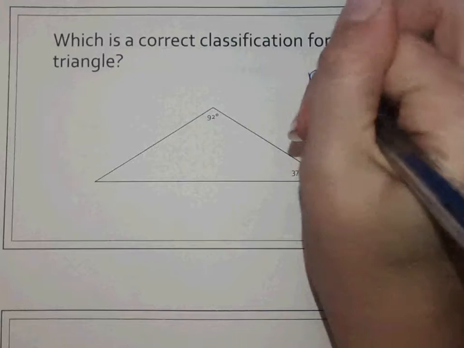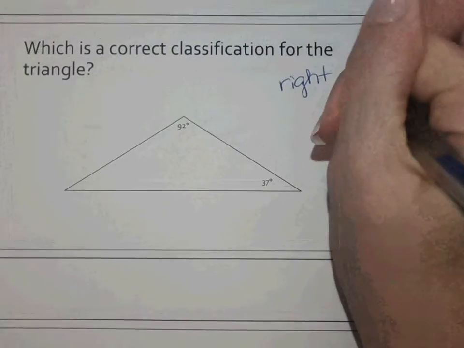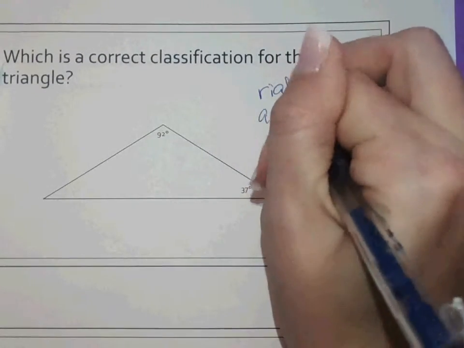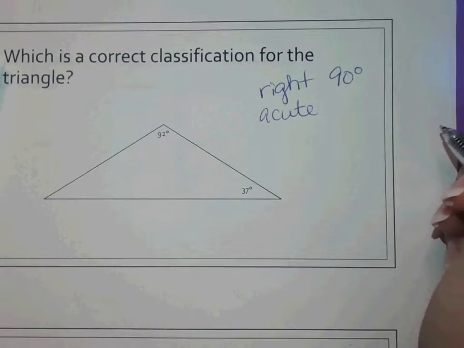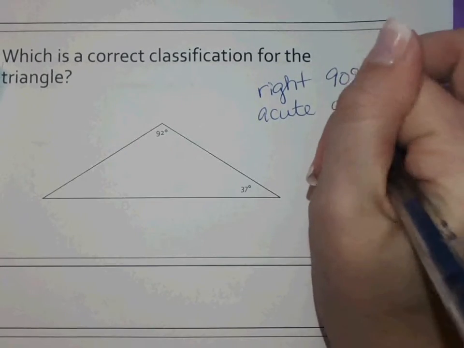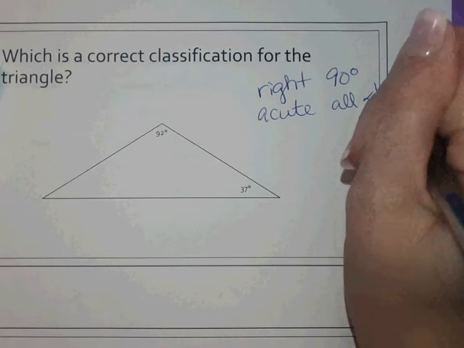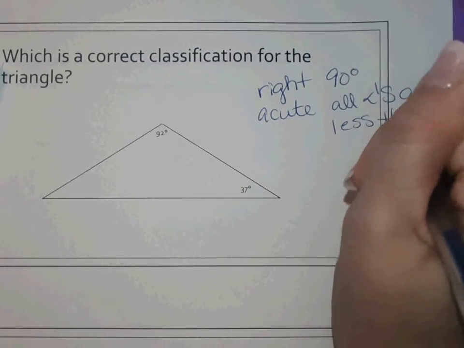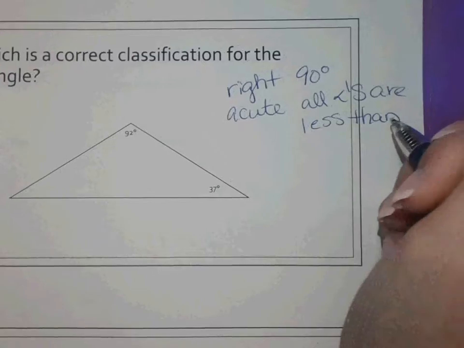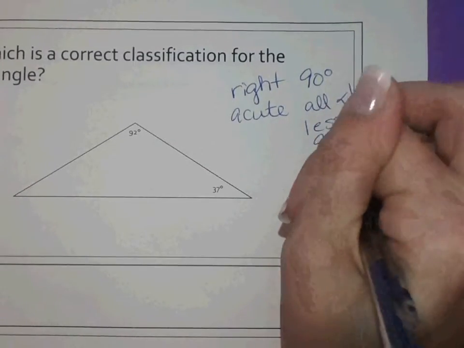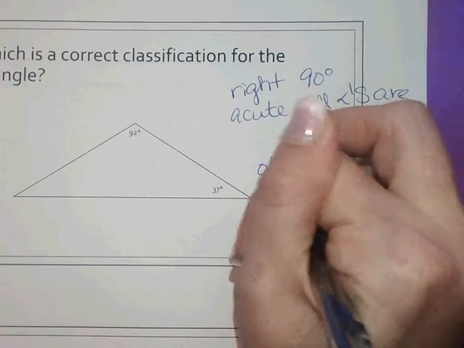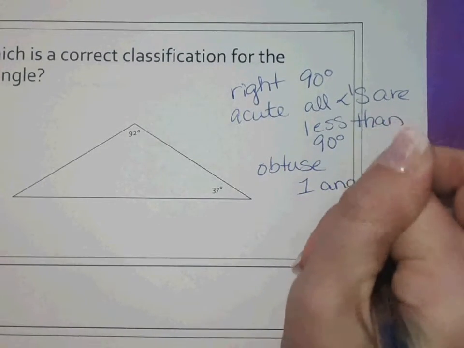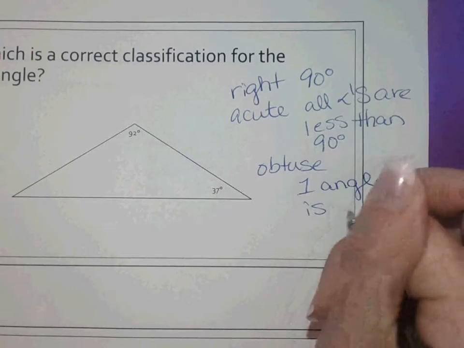Remember, right has a 90-degree angle. Acute, I think of that as cute little angles. All angles are less than 90 degrees. And obtuse, one angle is greater than 90.